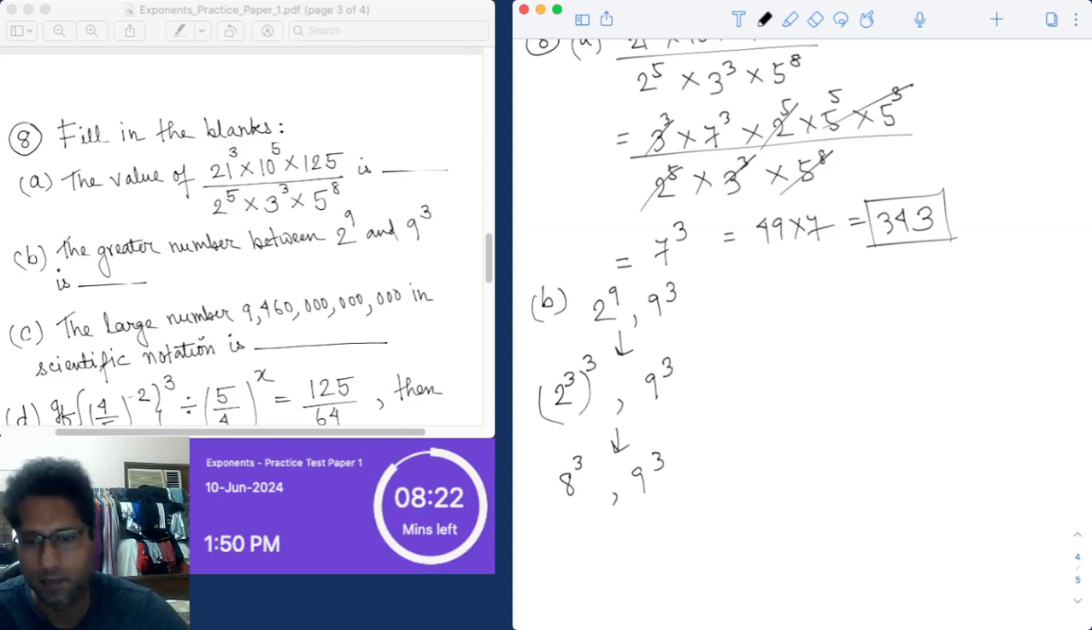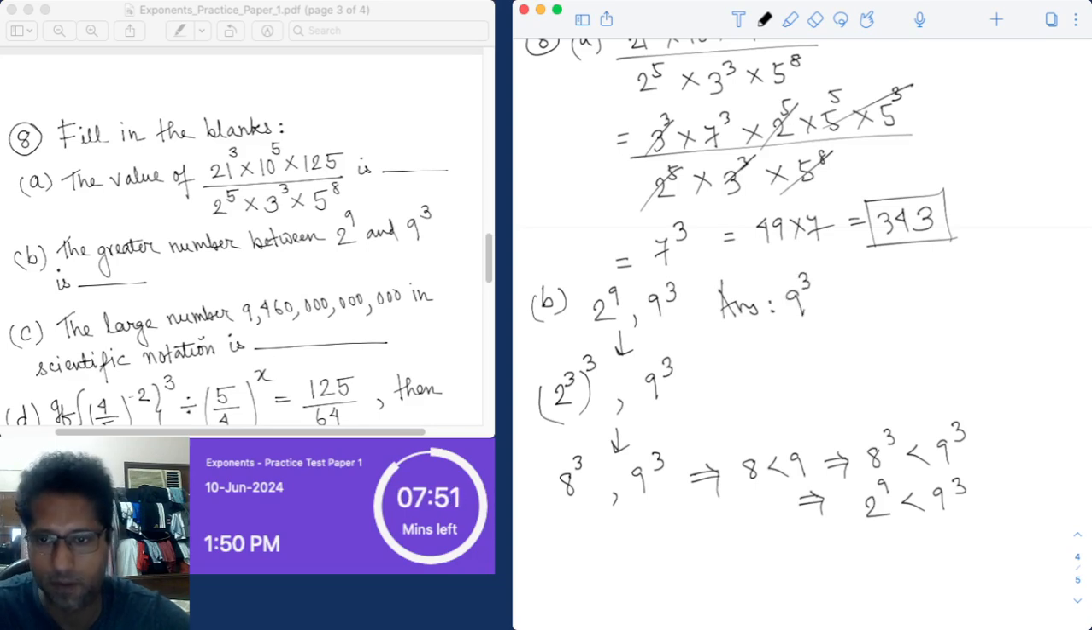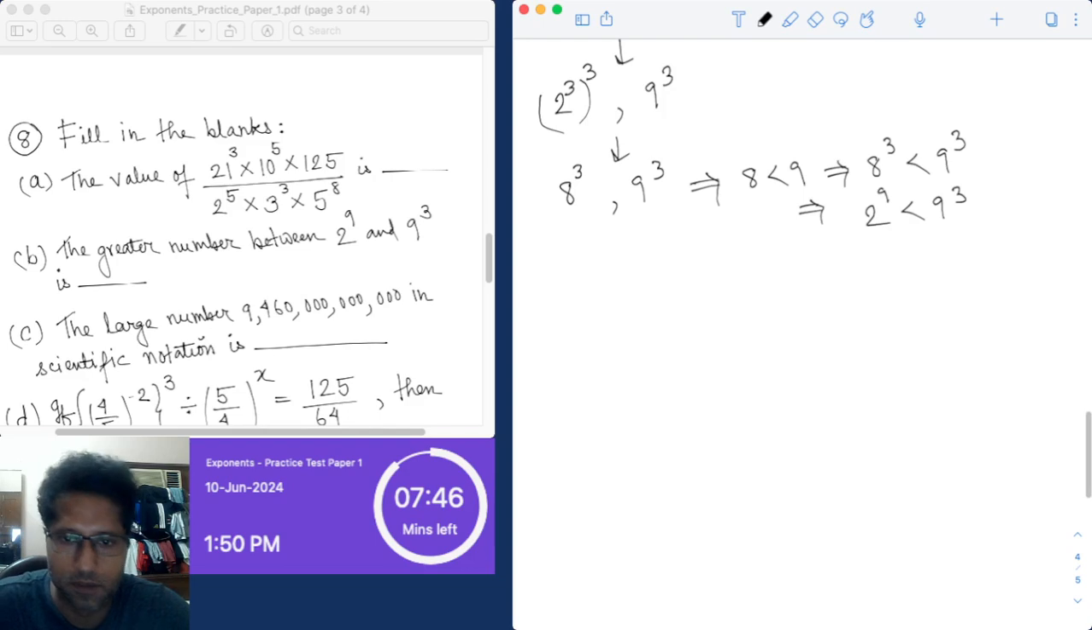Now clearly I can say that since both the powers are the same and the bases are different, and the base 8 is less than 9, this implies 8 to the power 3 is less than 9 cube. This implies that 2 to the power 9 is less than 9 cube. So the answer is, it is asking the greater number. The greater number is 9 to the power 3. Okay. B is done.